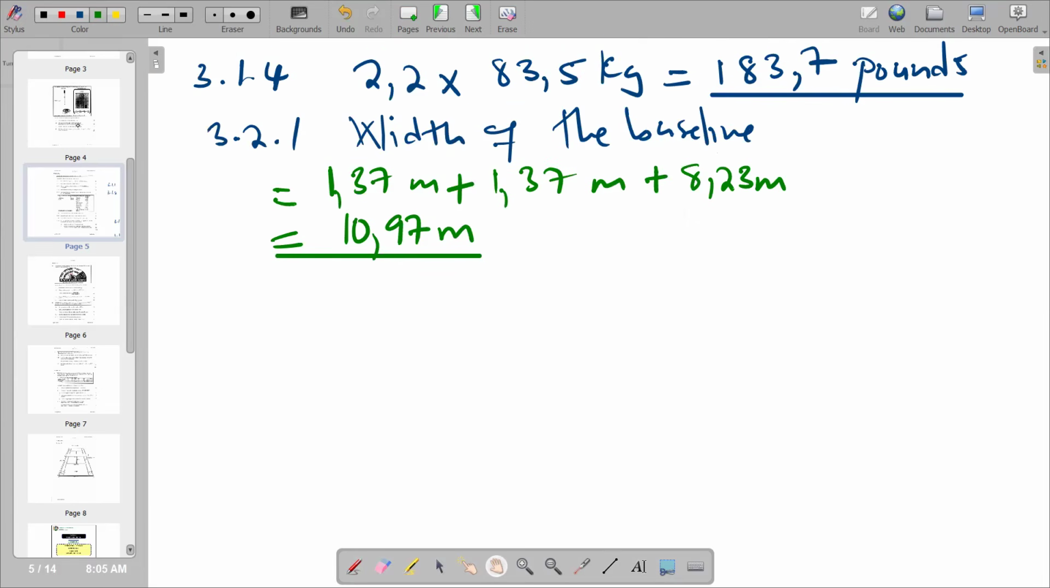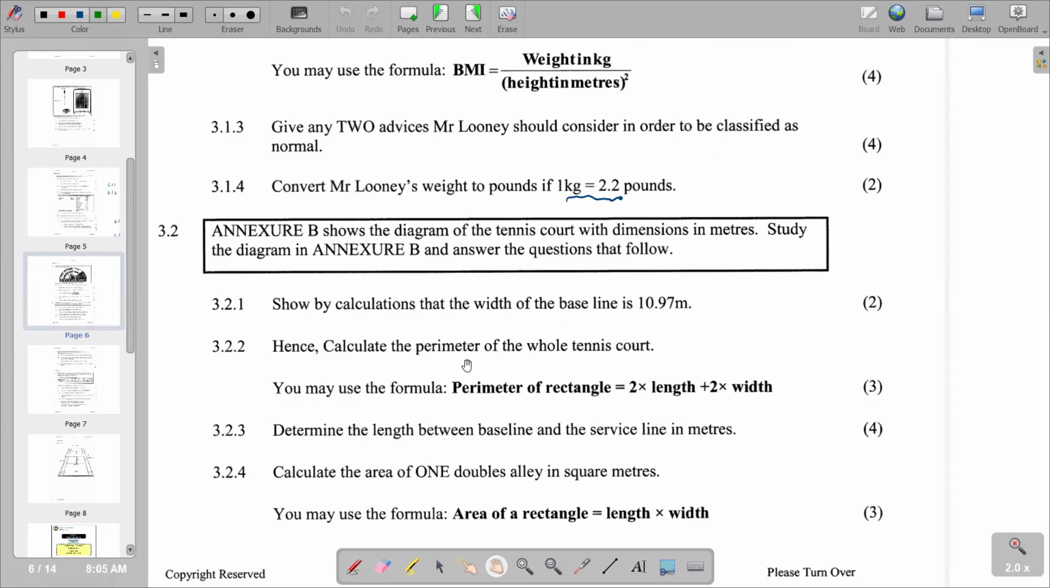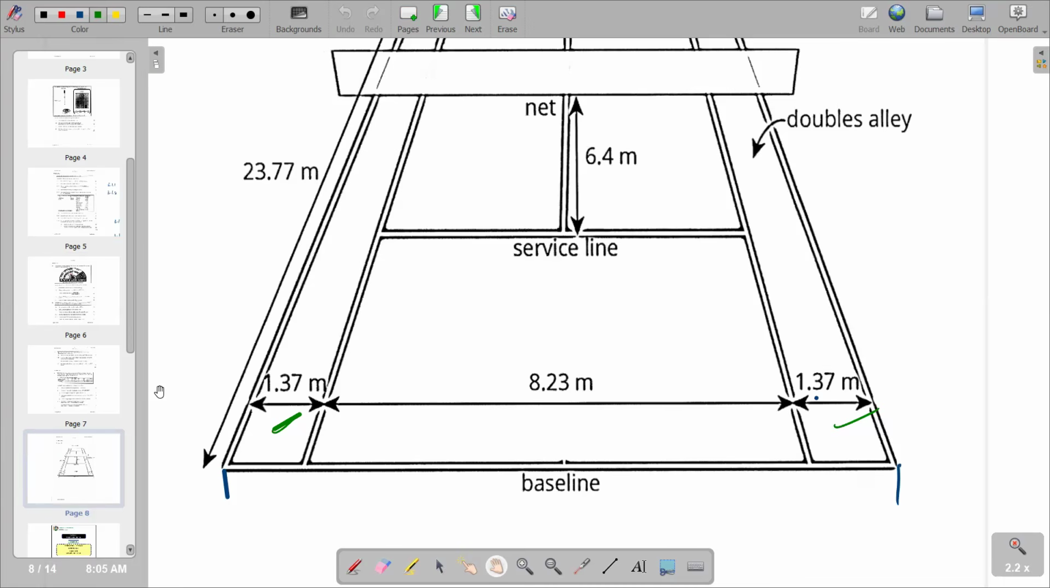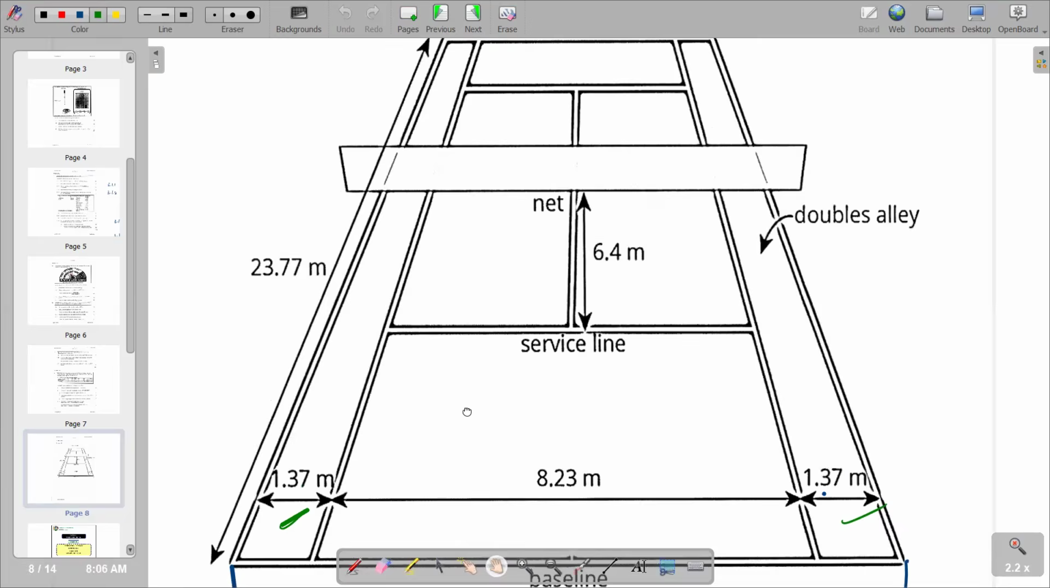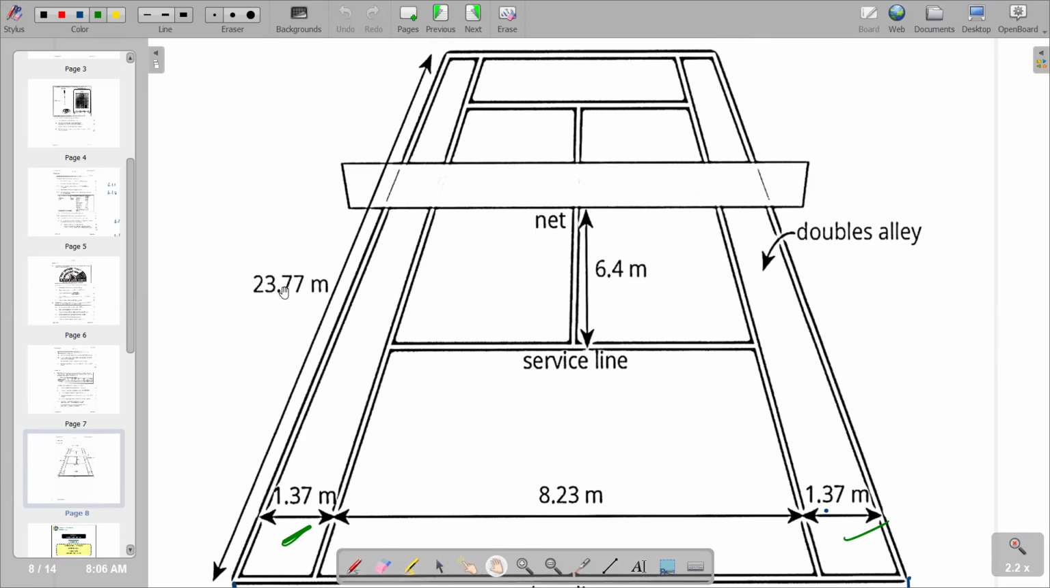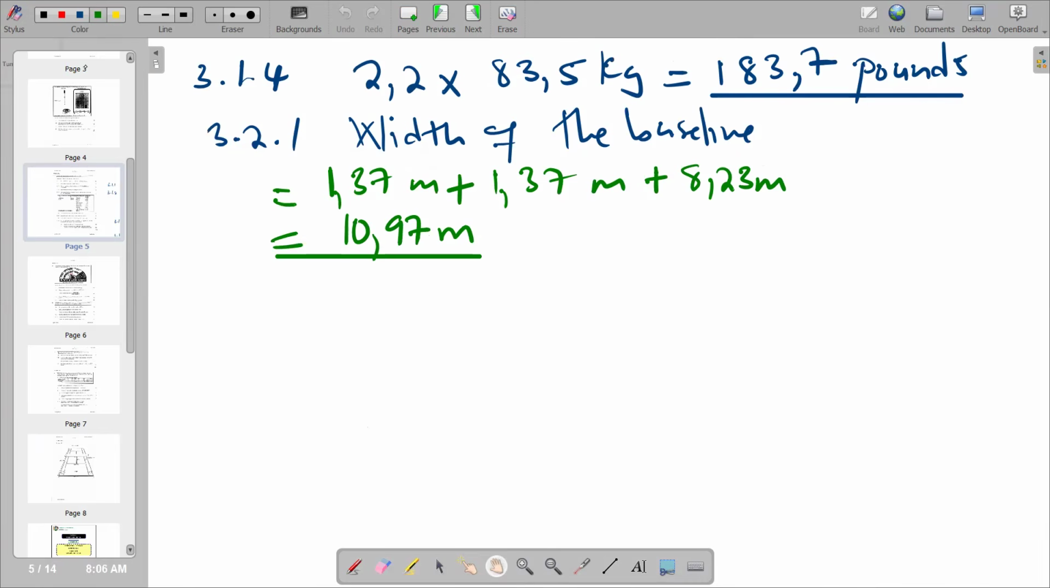So we move on to the next part, which is now going to be 3.2.2. Hence, calculate the perimeter of the whole tennis court. You may use the formula perimeter of rectangle: 2 times length plus 2 times width. So the perimeter of the whole tennis court. So the tennis court, we are having it here. So the whole tennis court, it means this is going to be our length, 23.77 meters.